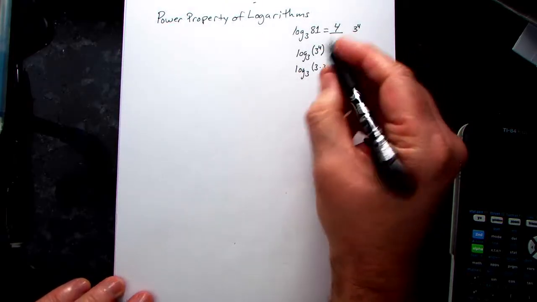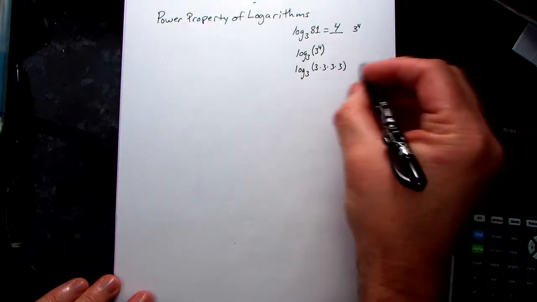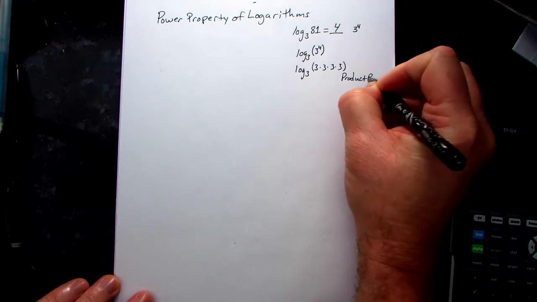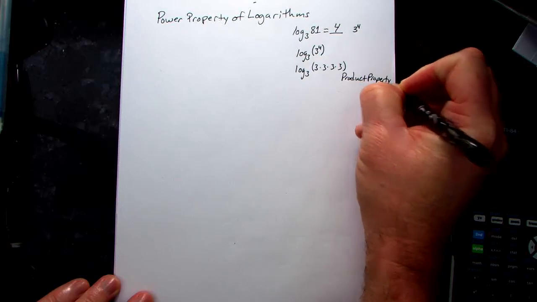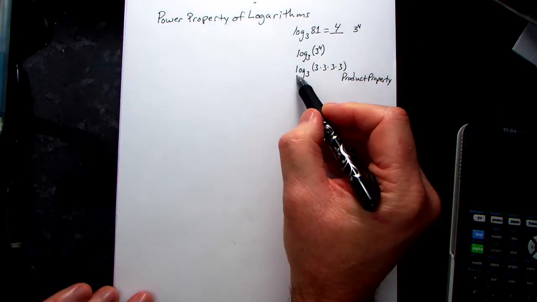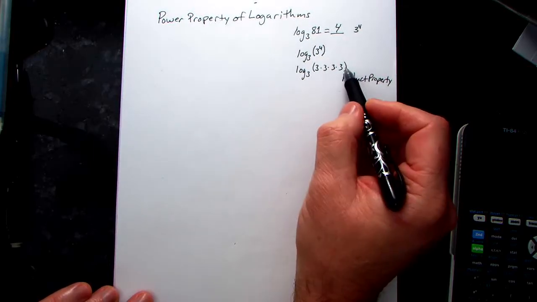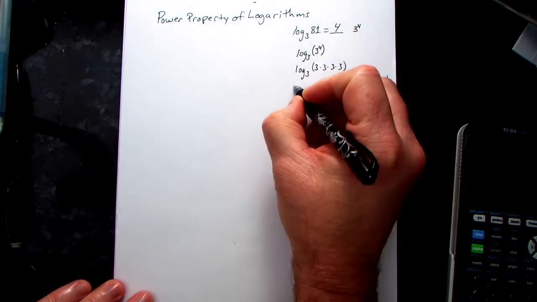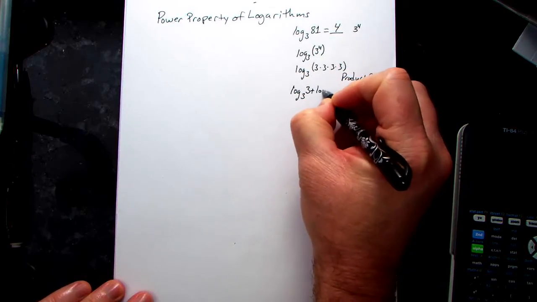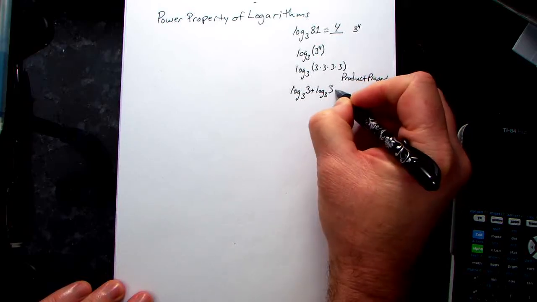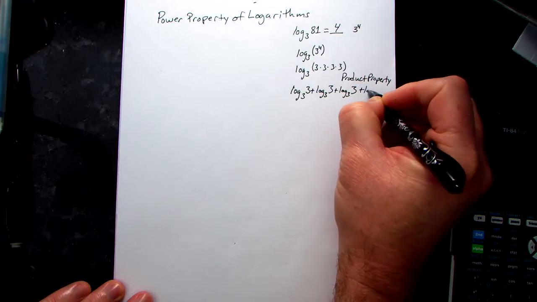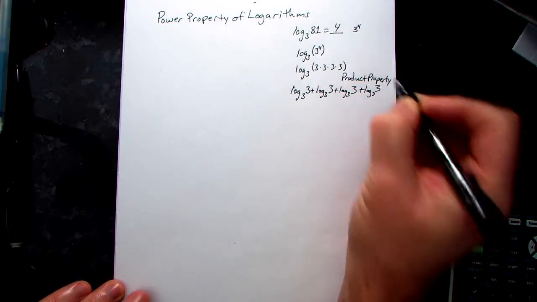One of the things we've already learned about is the product property. The product property of logarithms states that if you have a product inside your argument, this can actually be split up into separate logarithm statements. So this can be written as log base 3 of 3 plus log base 3 of 3 plus log base 3 of 3 plus log base 3 of 3.